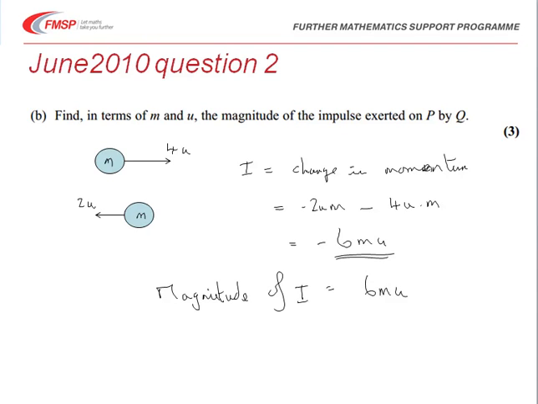3 marks in this part of the question. M1A for the momentum equation and then coming down to the minus 6mu, or indeed you could do it as 6mu, and therefore a final A mark, of 6mu for the magnitude.